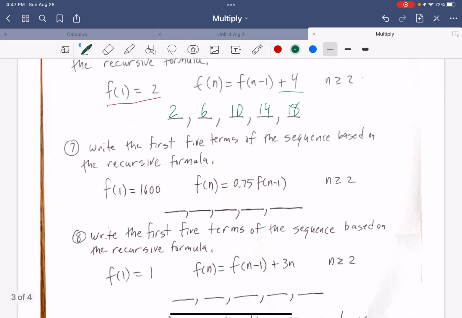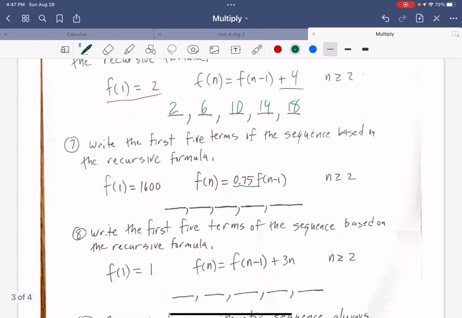All right, now we have a geometric sequence. I can tell because I'm multiplying by the same number, multiplying by 0.75, which is like multiplying by the fraction 3/4. So basically it's going down 25% and 75% is being kept there. That's one way to think about it. So again, my first term's right there, so I write 1600. And then I just multiply by 3/4, multiply by 3/4, multiply by 3/4, over and over again on the calculator.